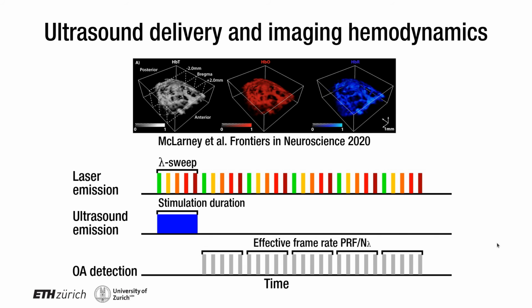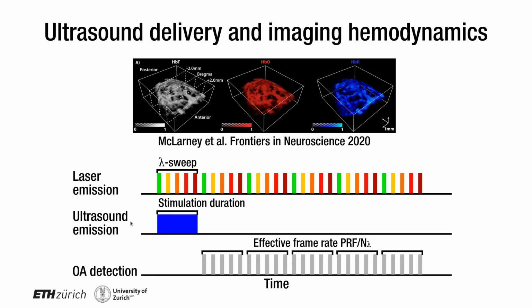And how can we use this to measure something in the mouse brain? Well, my former colleague Ben McLarney showed how to monitor hemodynamic changes in the brain. So you can track hemoglobin, for instance, and measure total hemoglobin, oxygenated hemoglobin, and deoxygenated hemoglobin in the mouse brain. And we do this by using different wavelengths for the laser emission, and we repeat this sequence over and over again.